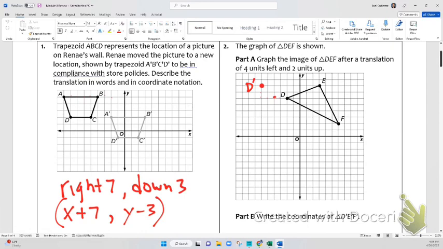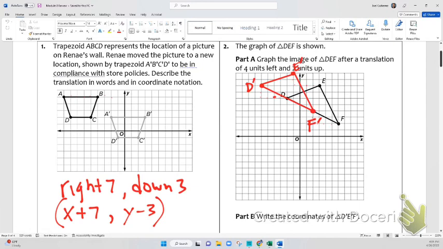We do the same thing with the other ones. So for E, once again, 1, 2, 3, 4, up 2. It's going to be up here. It's kind of awkward, but that's where it's at. And then for F, again, 1, 2, 3, 4, up 2, puts it there. We'll call these D prime, E prime, and F prime. Then all we do is take all of our points and connect them. It looks like this.